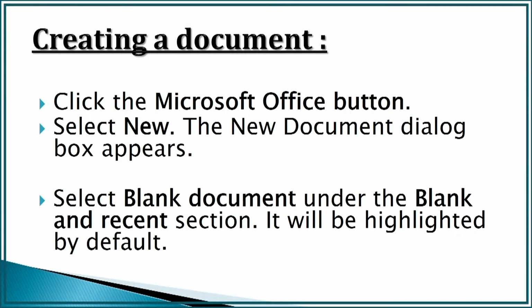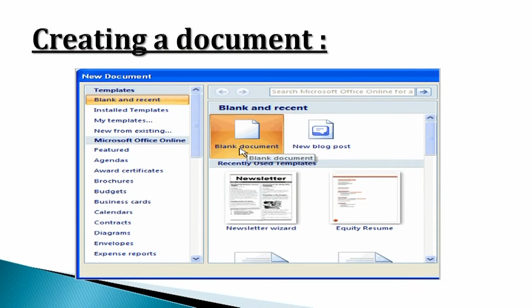How can we create a document? When we open it, a new document is created. Initially it will be named Document 1, and we can start working in it. We have to select a blank document, or we can use any document which we recently worked upon. So we can open any recent document also. We can see in the snapshot how we will open it.